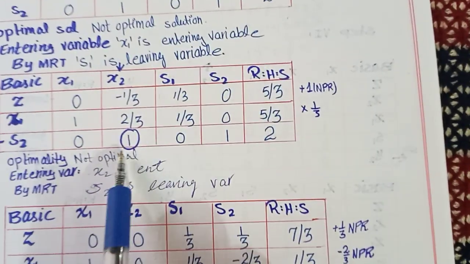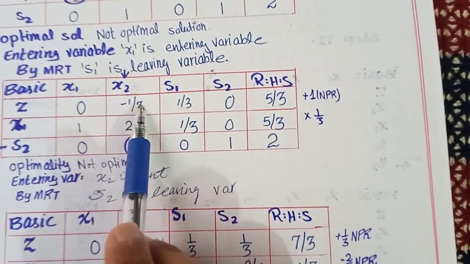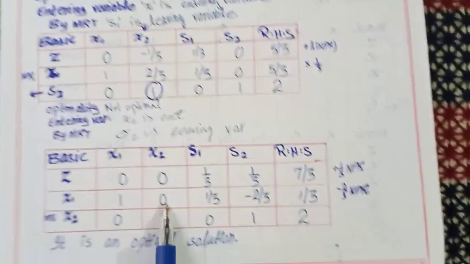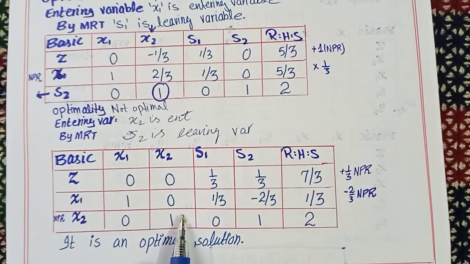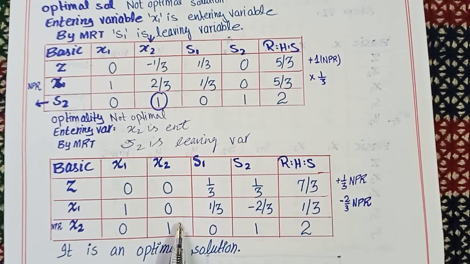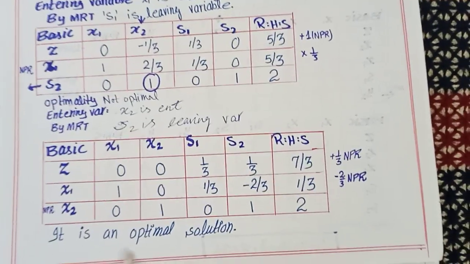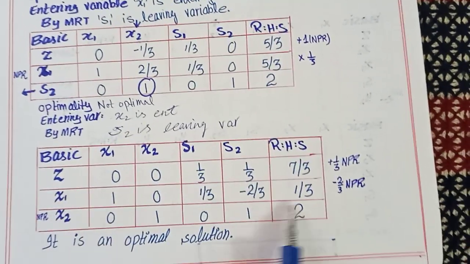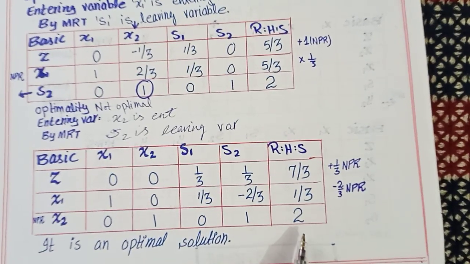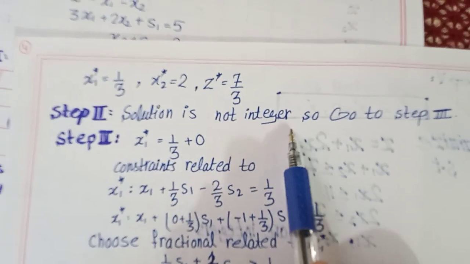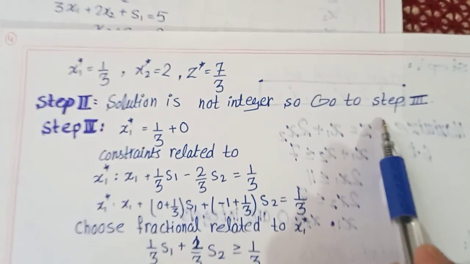Next, apply row operations on z and row operations on x1: 0 and 0, plus 1 over 3 new pivot row, minus 2 over 3 new pivot row. So this function is an optimal solution. x1 is equal to 1 over 3 and x2 is equal to 2. But the solution is not integer. x1 is not integer. Go to step number 3.